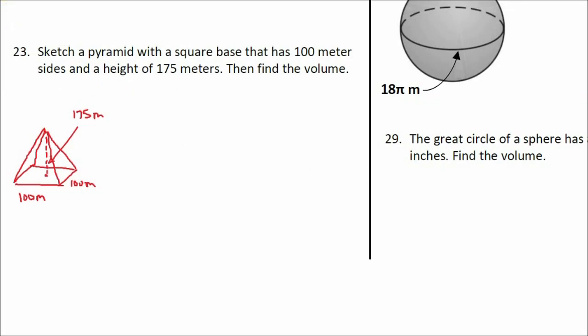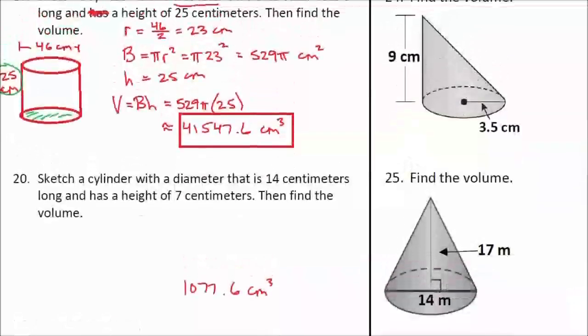Okay, we're back on this. You should have gotten a volume. It's a very large number, 583,333.3 meters cubed. Your base should have been 10,000 meters squared, and the height was 175 meters. Again, don't forget, for a pyramid, the volume formula is 1/3 of base area times height. All right, let's go to question number 24.